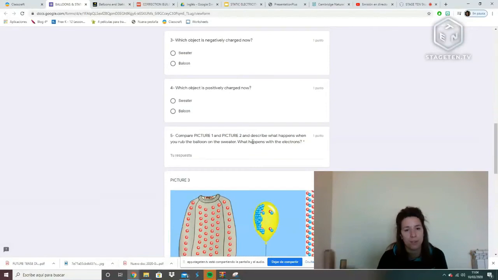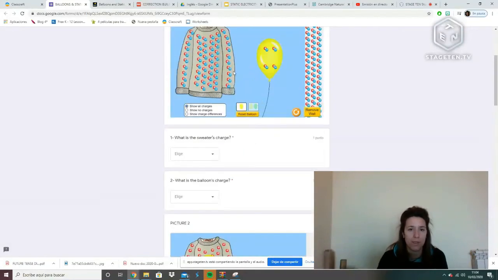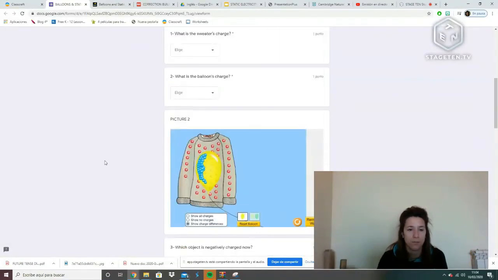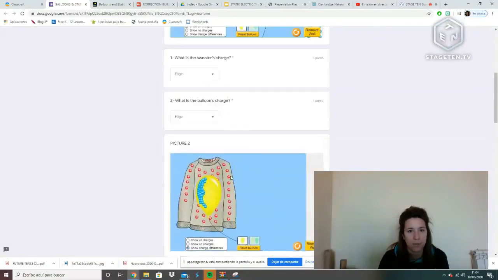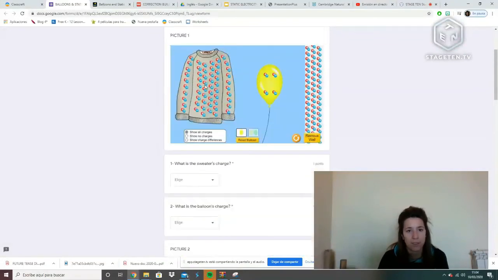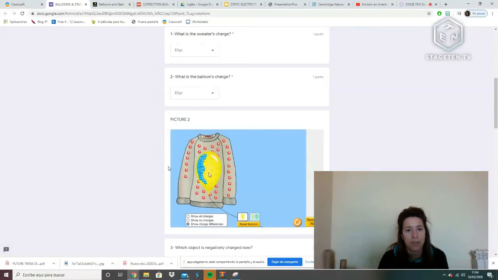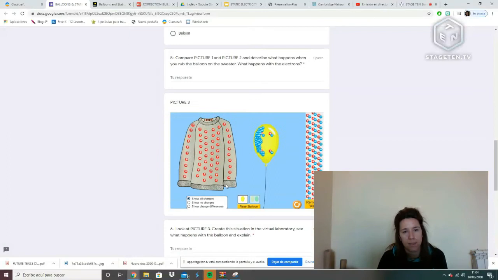And number 5 says compare picture 1 and picture 2. So you compare 1 and 2. And describe what happens when you rub the balloon on the sweater. What happens with the electrons? Okay, so comparing these two situations, I want you to explain with your words, with your ideas, what happened here. How have the electrons moved? All right.